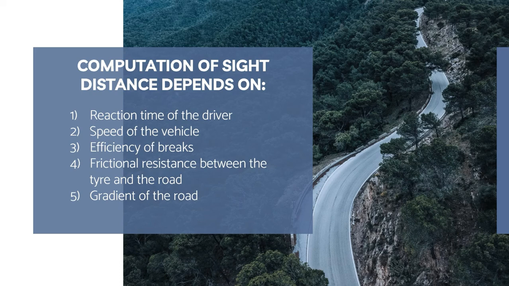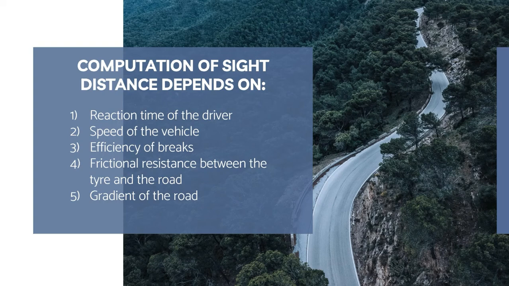And lastly, the gradient of the road also affects the sight distance. When climbing up a gradient, the vehicle can stop immediately. Therefore, sight distance required is less. While descending a gradient, gravity also comes into action and more time will be required to stop the vehicle. Sight distance required will be more in this case.